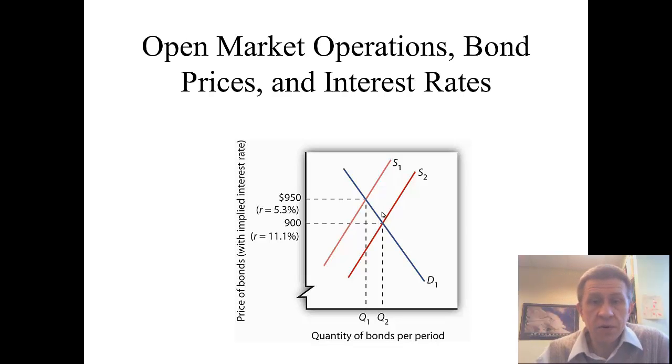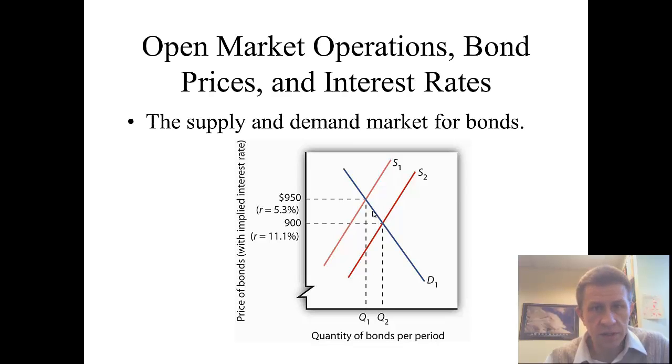In the process, of course, the supply of bonds has shifted, because the Fed has dumped a lot of new bonds onto the market. The supply goes up. Standard economics: what happens to the price? The price drops from $950 to $900. And that's what happens with the price of bonds.